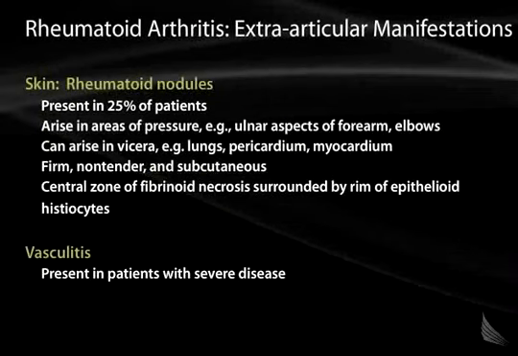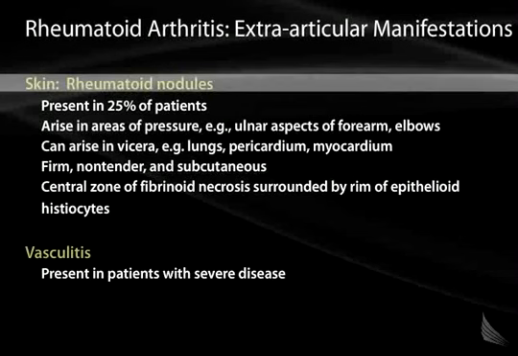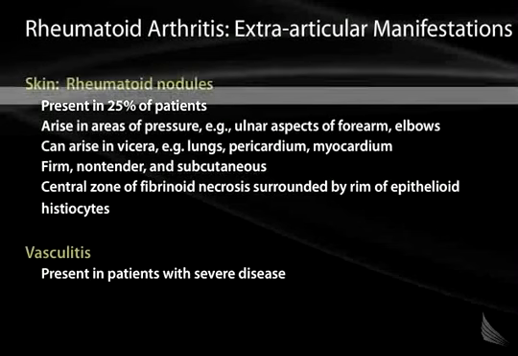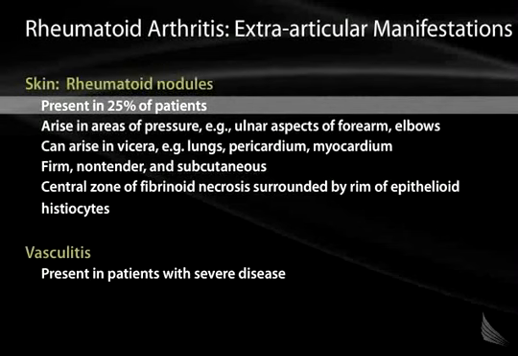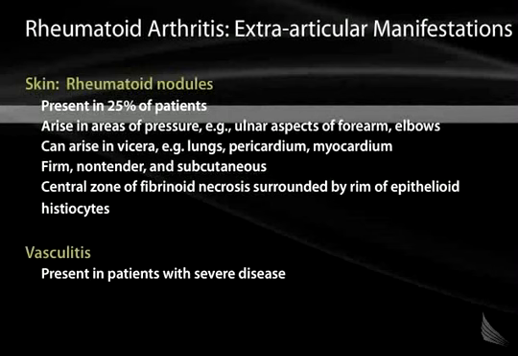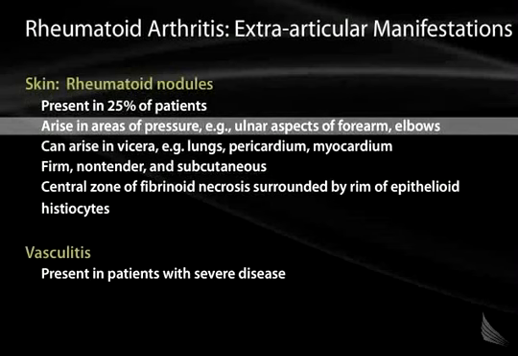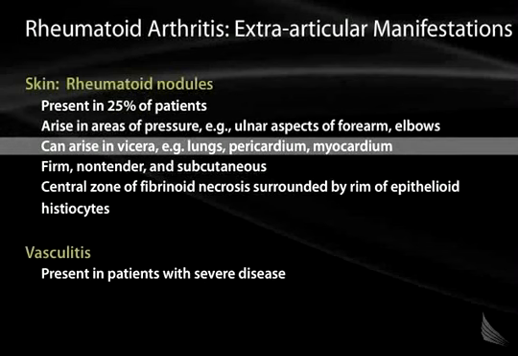Remember, as we stressed a few moments ago, rheumatoid arthritis can be seen as a systemic disease. Thus, it can affect skin, blood vessels, heart, lung, and muscle as well. Within the skin, the classic finding is, not surprisingly given the name of this disorder, the rheumatoid nodule, which will present in approximately 1/4 of the patients that have this disease. One will see rheumatoid nodules in areas where there is pressure put on the skin, i.e. the ulnar aspects of the forearm and elbows. You can also see rheumatoid nodules within the viscera, thus look for them around the lungs, pericardium, and myocardium.